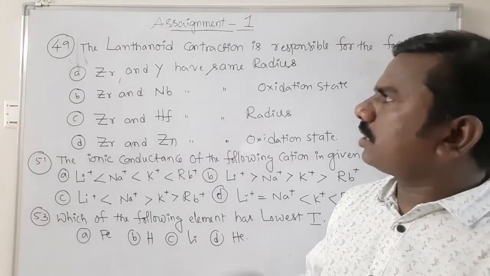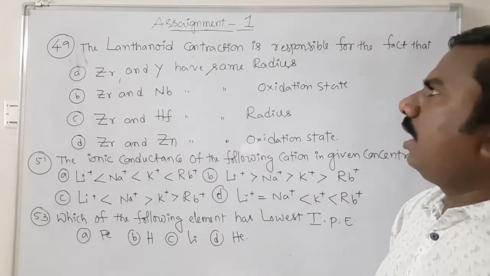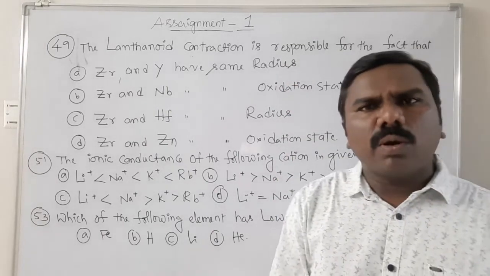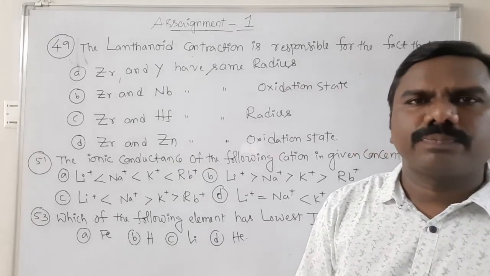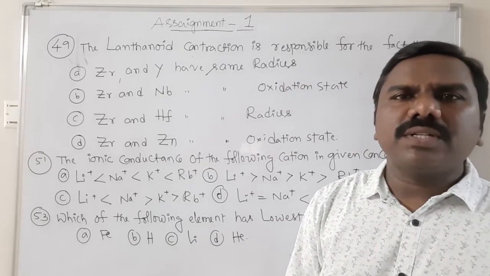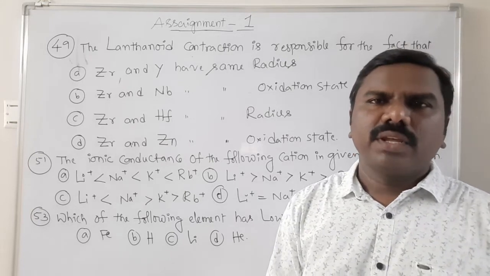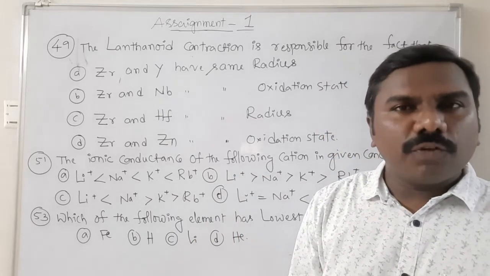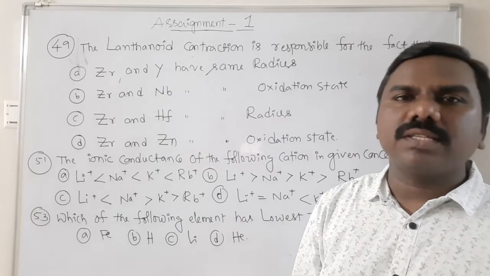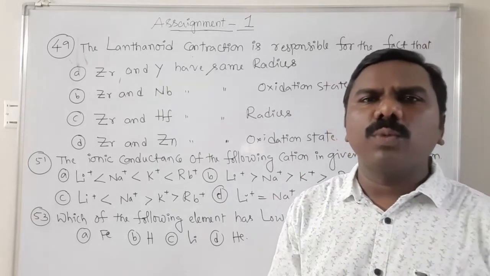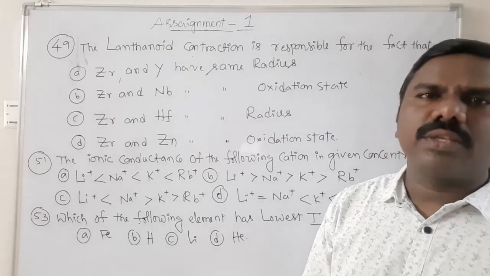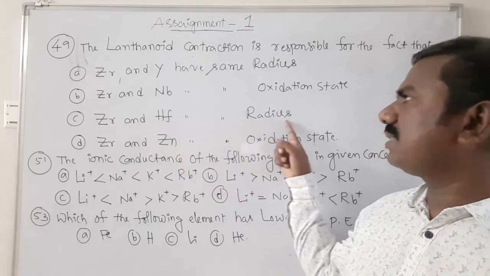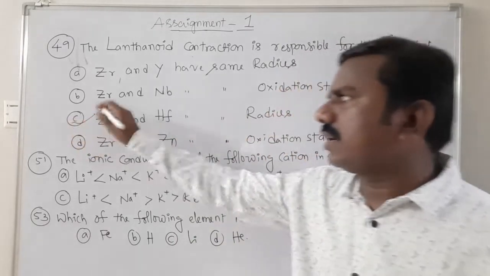Okay, next bit number 49. The lanthanoid contraction is responsible for the fact that, you know, lanthanoid contraction even we studied in second year also. So due to the poor shielding or screening effect of 4f orbitals, the size of 4f and 5f series elements will be almost same. In 4f series zirconium, in 5f series hafnium. Both elements are having almost same size. This is called lanthanoid contraction. So which option right answer? Zirconium and hafnium having the same radius. So this is your right answer.